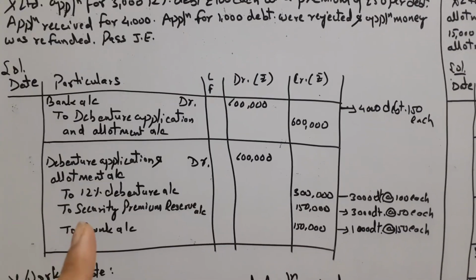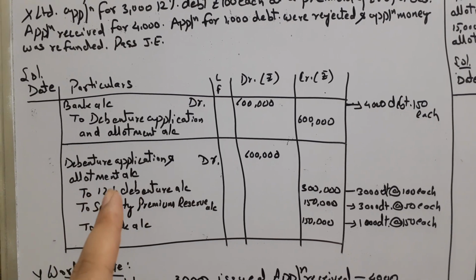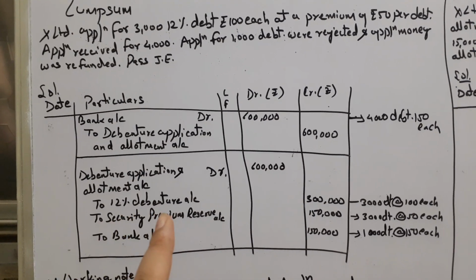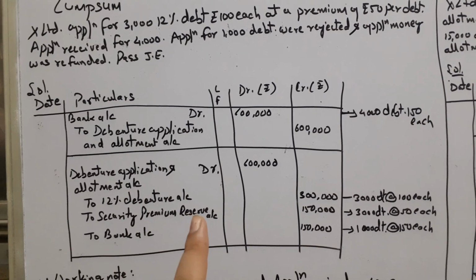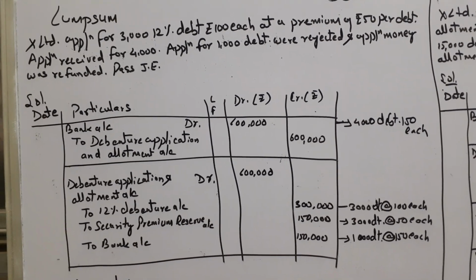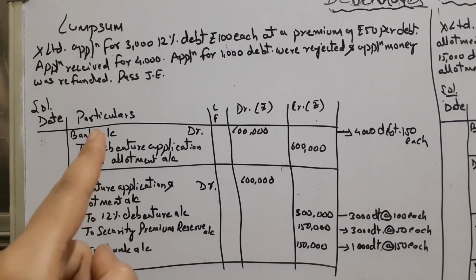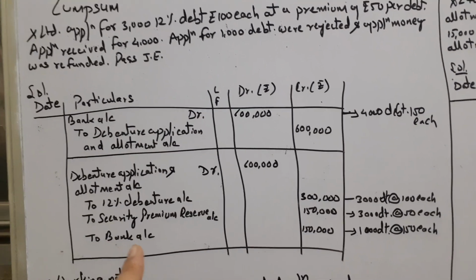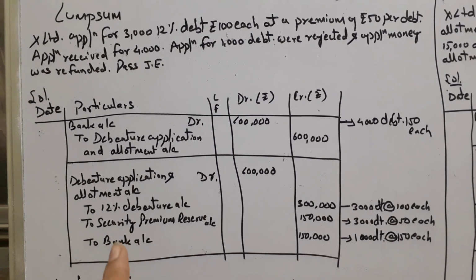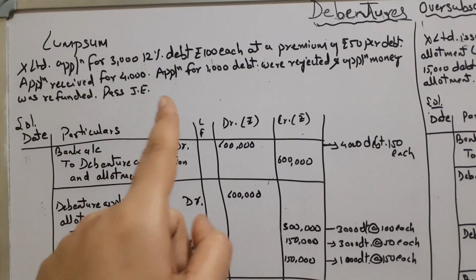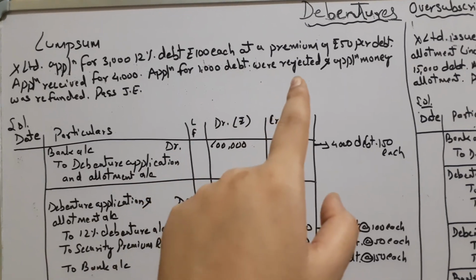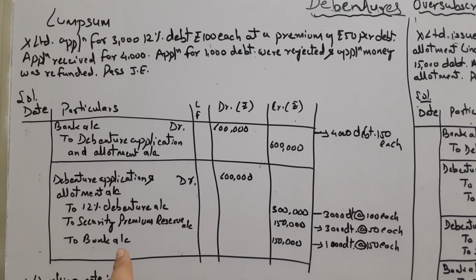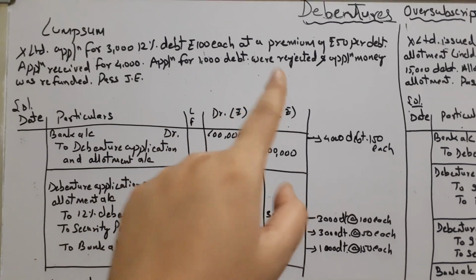Second entry, debenture applications and allotment account debited, this 6 lakh, to 12% debentures account, to security premium reserve account and to bank account. So when bank comes into the debit side, that represents receiving. When bank comes in the credit side, that represents the outflow of money. So why outflow of money? As you can see in the question, application for 1000 debentures were rejected. So let's look into here. To bank account, why have I done this? Because the question says that 1000 debentures have to be rejected.